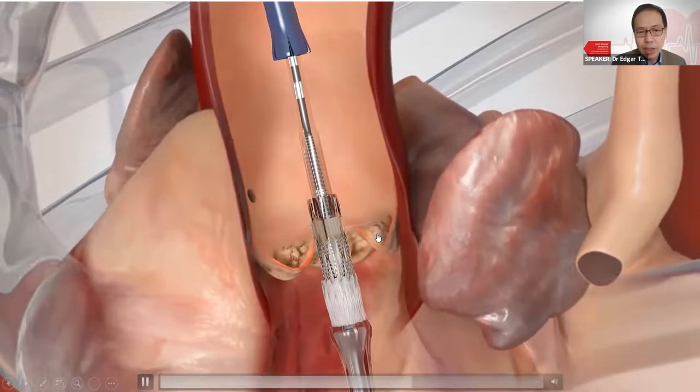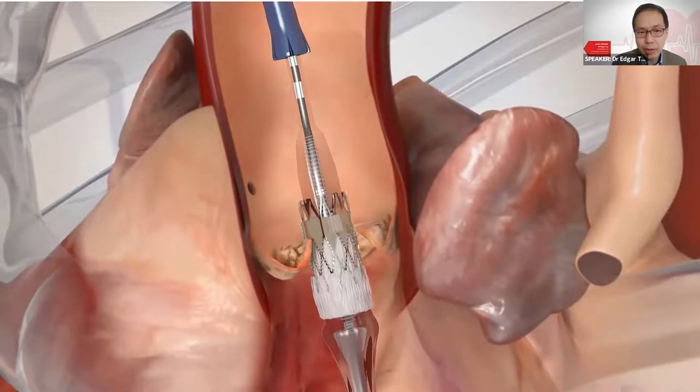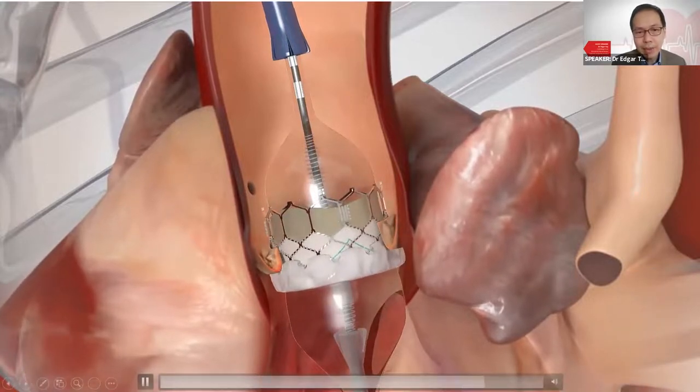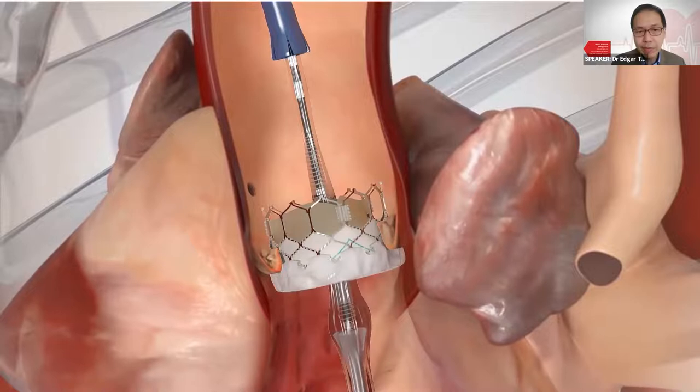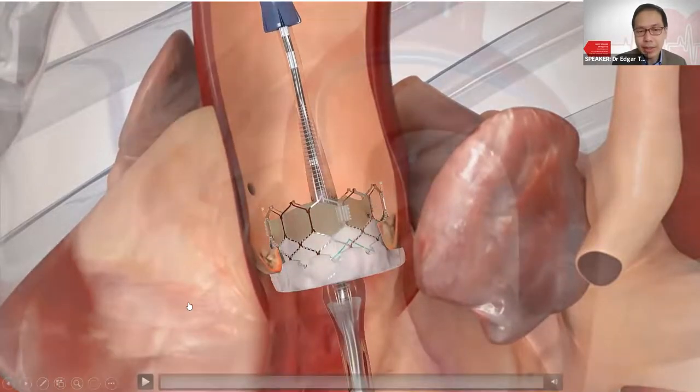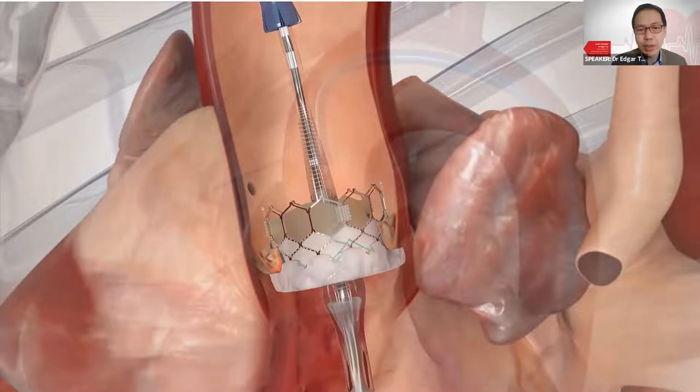And in a couple of seconds, you'll see expansion of the balloon. The balloon expands the valve, and the stent actually holds the old native leaflets open, allowing the new leaflets to start to function in the center. So this is something that is used more and more commonly nowadays to help some of these patients with severe aortic stenosis.